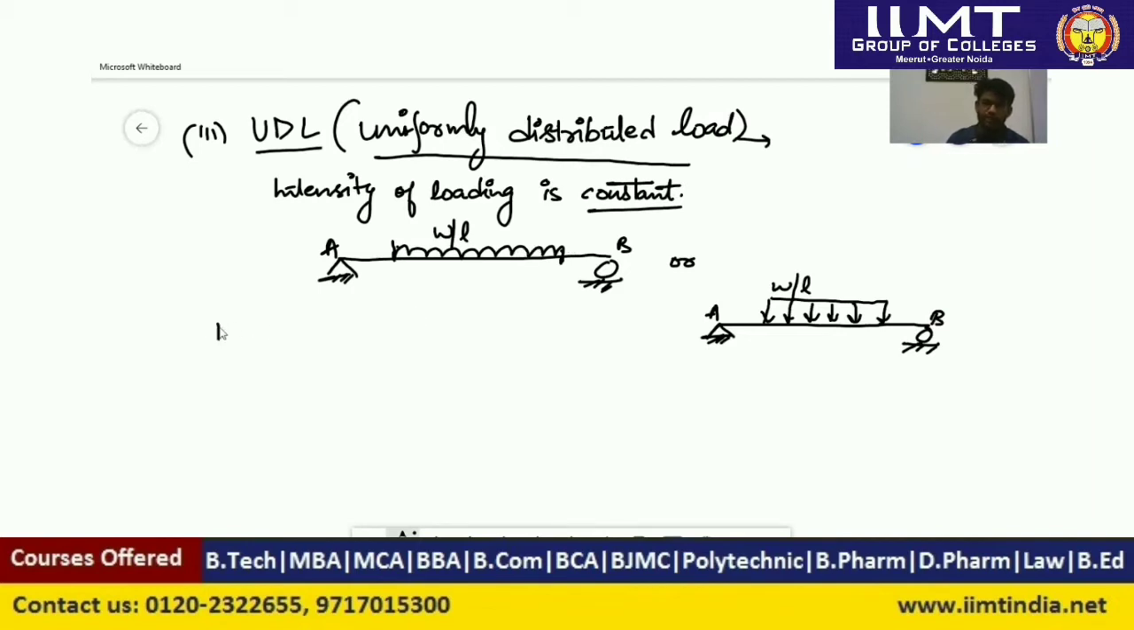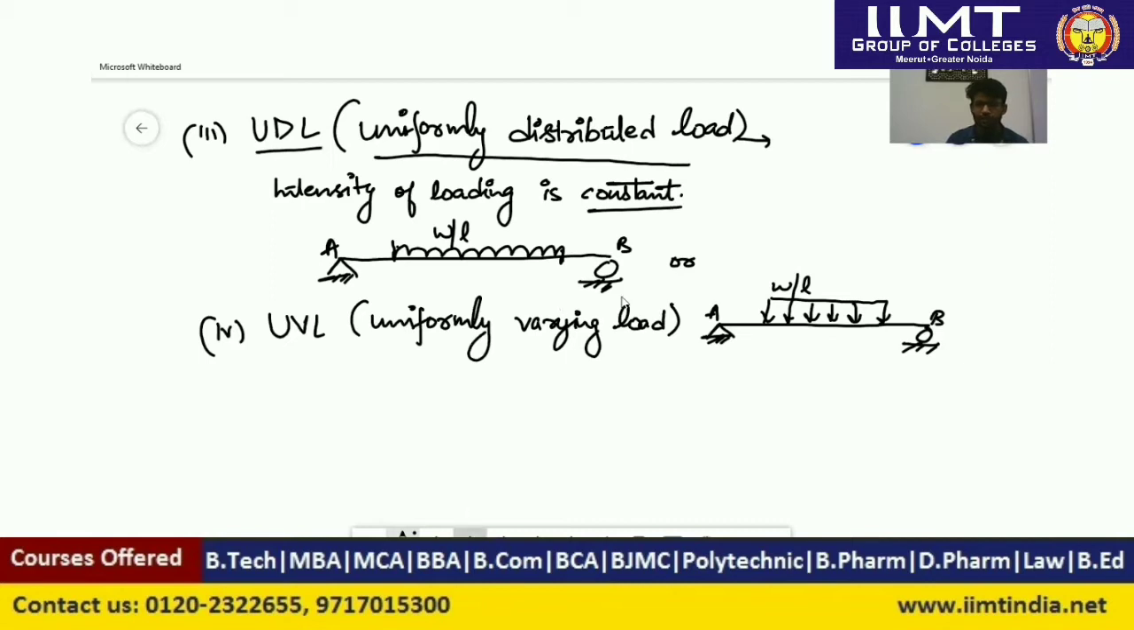Now the next type of loading is UVL. The full form of UVL is uniformly varying load. In uniformly varying load, intensity at one end is different compared to the other end, but it is either increasing or decreasing at a uniform rate. So let's see in the form of a figure.